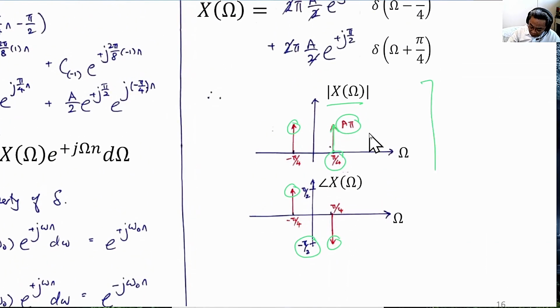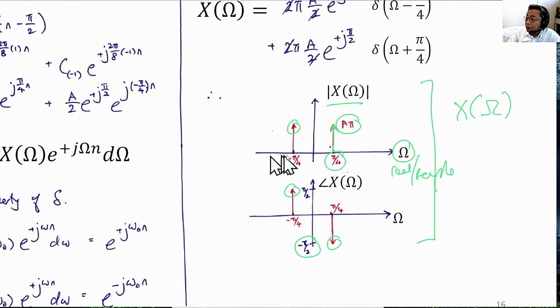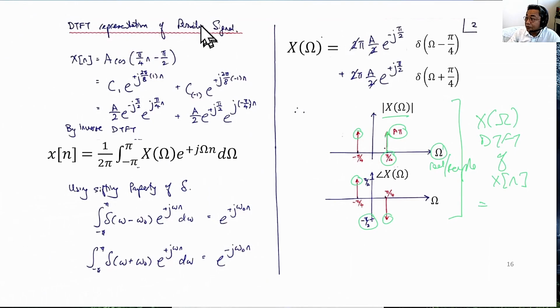So this is the X of omega, where omega is radian per sample. It is continuous, and because this is a continuous function, to represent something at that particular frequency, we are using the delta function. Okay, and so this is the DTFT of the periodic signal x[n], and x[n] of course is our cosine over here. Okay, that's it. Thank you.